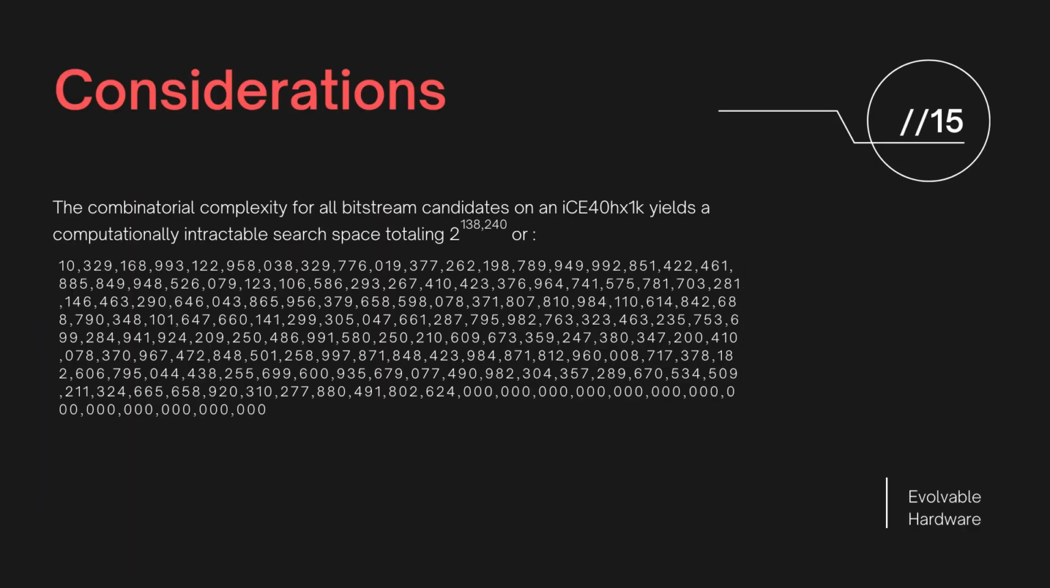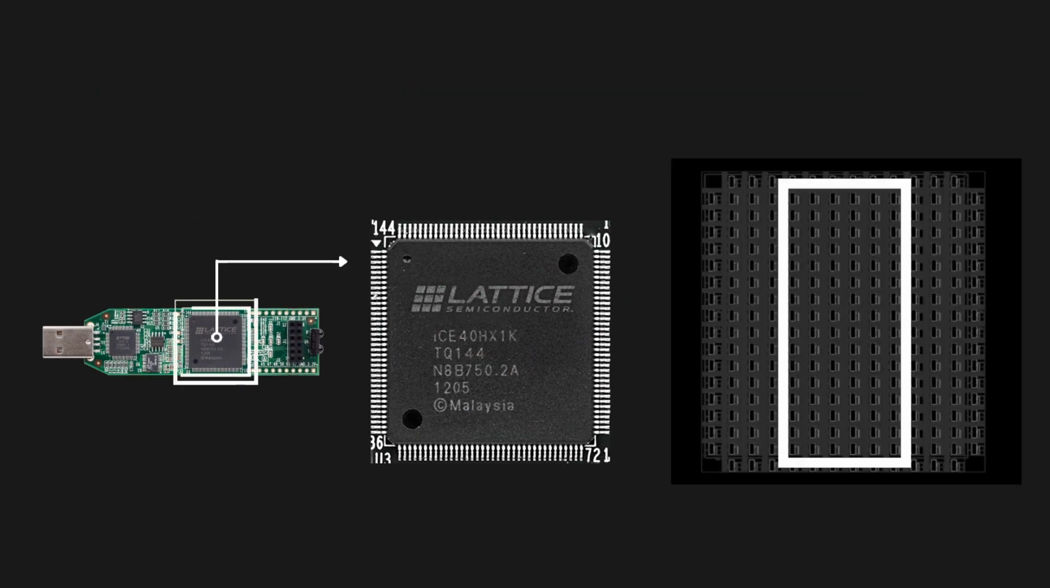A further consideration is the sheer combinatorial complexity of a raw bit stream. If unconstrained, the HX1K can generate 2 to the power of 138,240 unique bit streams, a search space far too large for any existing algorithm. So to engage both of these considerations, we must take a close look at our FPGA's internal design to determine how we can constrain evolution.